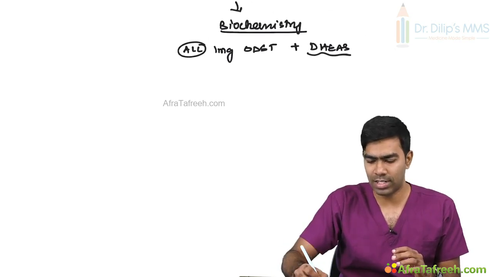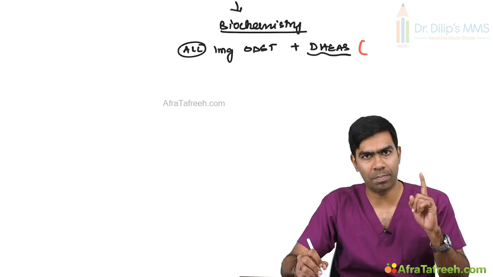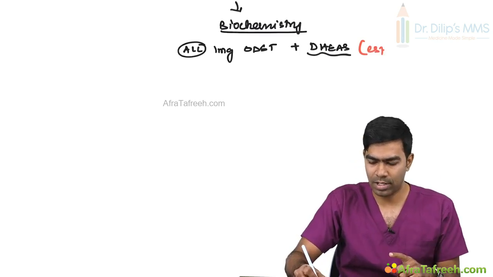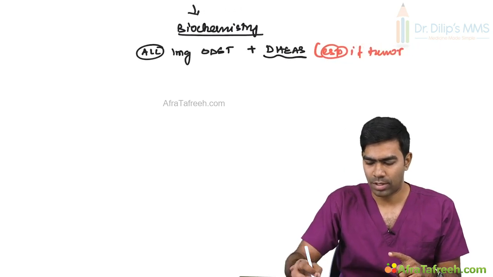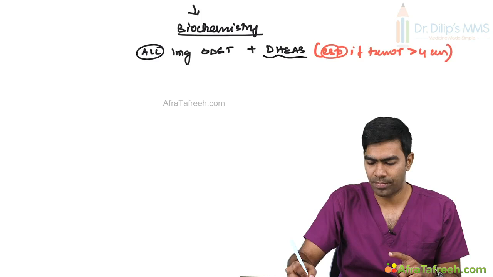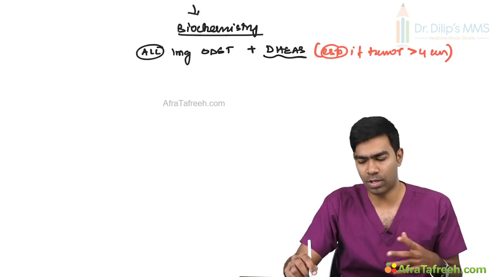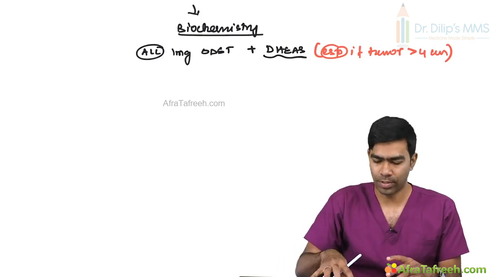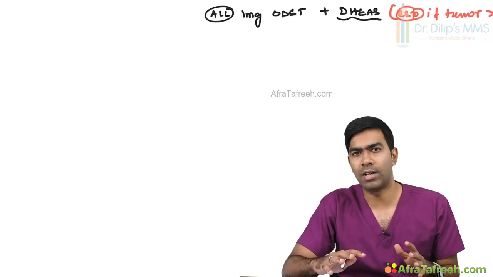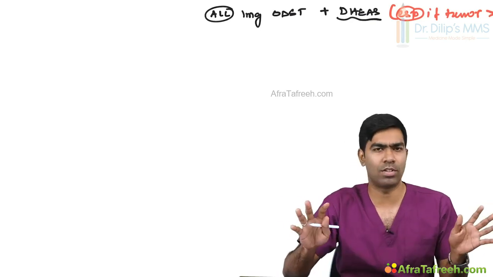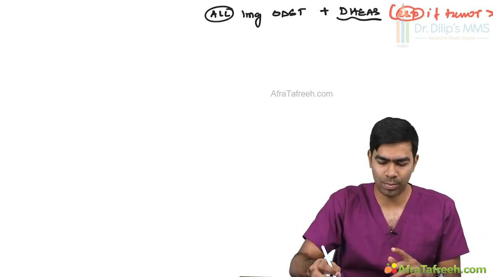But this addition of DHEAS for diagnosis of Cushing syndrome is mandatory, especially if the tumor size is more than 4 centimeter. If the tumor size is less than 4 centimeter, yes, still you have to do it, but more than 4 cm, definitely you have to do DHEAS, because it could be an adrenal cancer which is secreting more androgens as well. All the intermediates will be hypersecreted in a cancer. That's what you have to know.